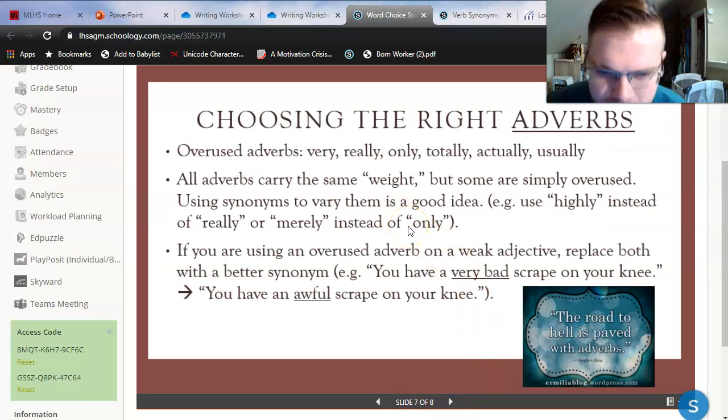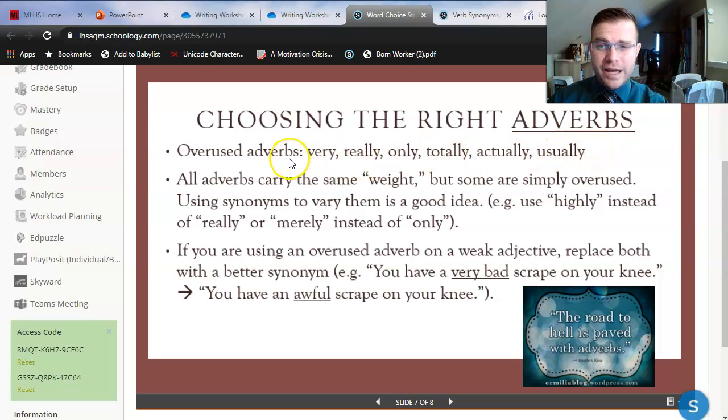Last part of speech to talk through are adverbs. Now, adverbs are a little different from adjectives in that there really aren't any weak adverbs. All adverbs carry the same weight. They don't really change meaning-wise, but some are simply overused. Some examples of really overused, I just used an overused adverb. I used really. Some examples of overused adverbs are very, really, only, totally, actually, and usually.